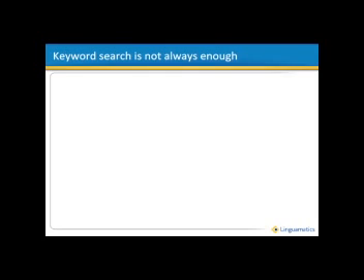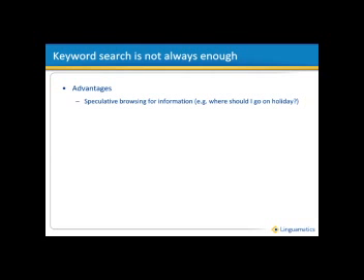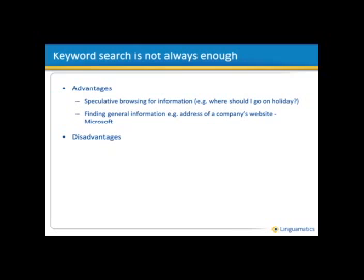Keyword search is useful and most people use it every day. It's generally good enough for when you're speculatively browsing around for information. For example, I may want to look for places to go on holiday or find a specific website such as the website for Microsoft. It has significant limitations when the set of results from your search are very large. Most people don't have time to go through hundreds or thousands of results. Each result corresponds to a document, and it becomes completely impractical to go through every single document.